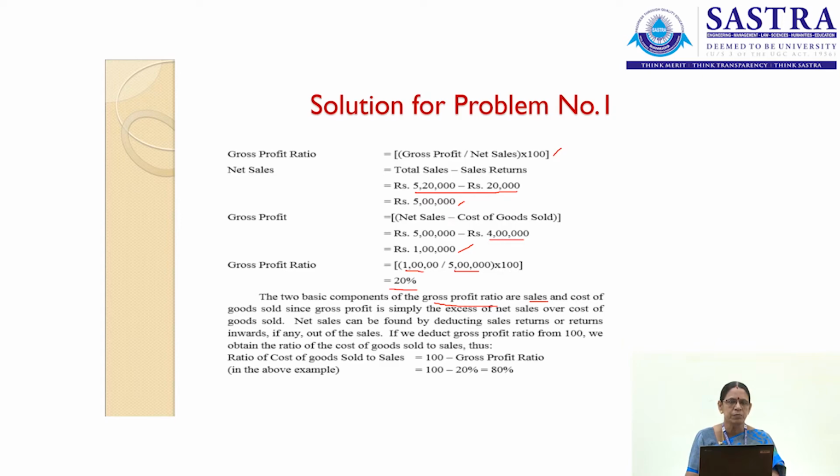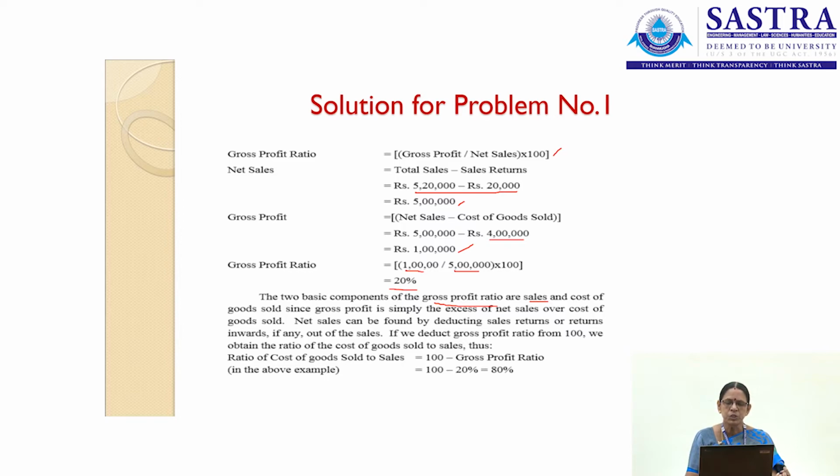Sales will always be at invoice price, cost of goods sold will be at cost price. So the invoice price and the cost price is compared, and the difference is said to be a profit margin. That is your GP ratio. Net sales can be found out by deducting your sales returns or sales inwards.